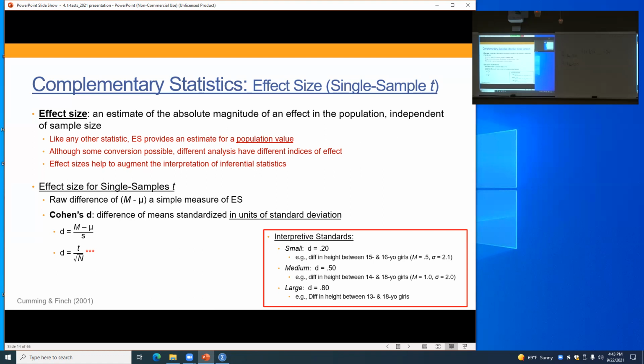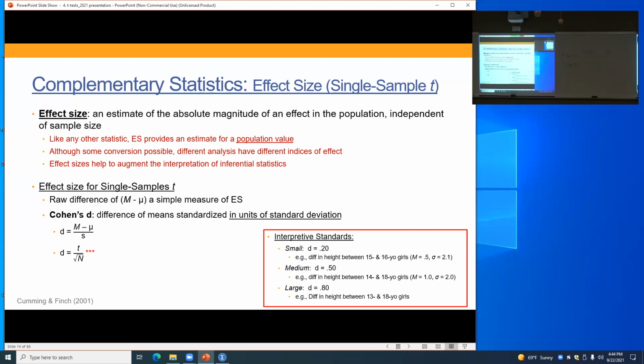Medium effect size is about 0.5, half a standard deviation. Here we're starting to get something that's visible, noticeable by the eye, like the difference between 14 and 18-year-old girls. Large difference, d equals 0.8. So this is something that's going to be very clearly obvious, right? There's a clear discrepancy between these two groups, or between a group and a reference group. So these are general benchmarks for interpreting small, medium, and large effects. These are useful for referencing things, but always remember that the importance of an effect depends on methodology, the research area, the question, and things along those lines.